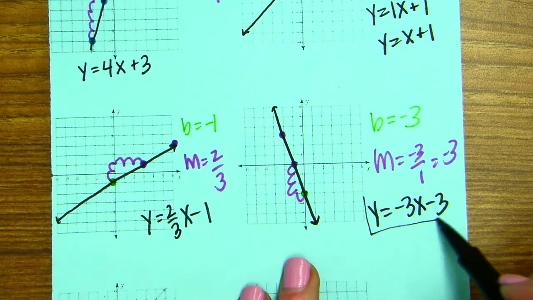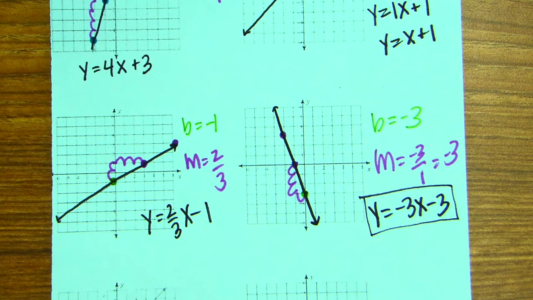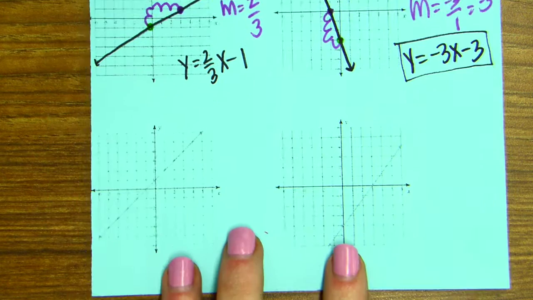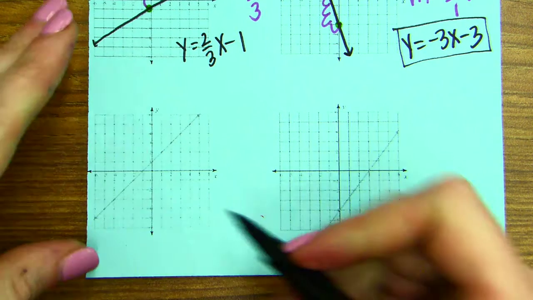This is what I need you to type into your submission box today to submit this assignment. Just type in that equation. Okay, we have 2 more. I'm going to darken the line first.